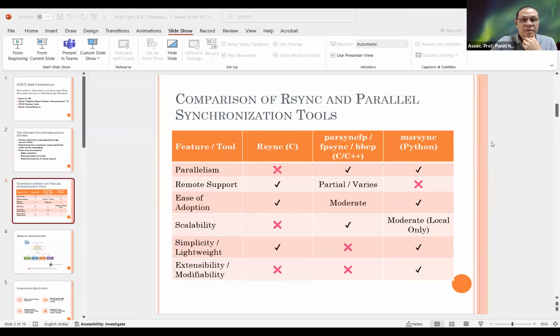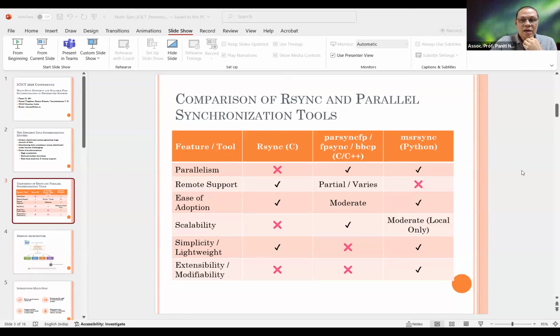Actually, I do have a lot of questions on your presentation here because on slide number 3 you said that rsync is not parallelism. Actually, rsync is parallelism, it depends on your implementation. Because rsync is a single thread and a single process, but there is a new version of rsync that is a single process and multi-thread.